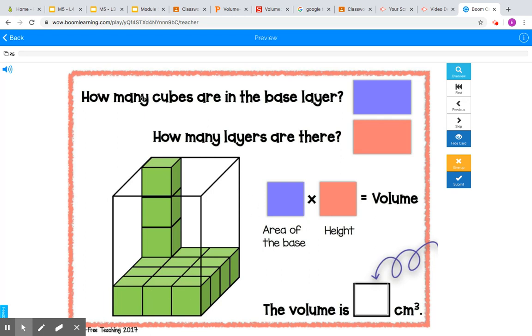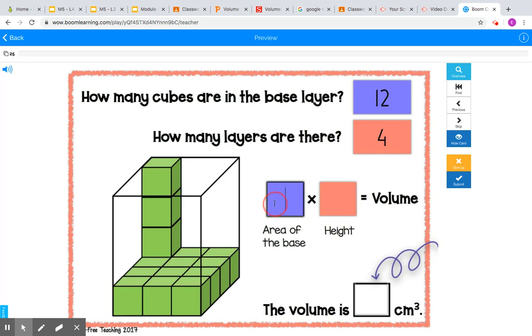In order to find volume, we know we need to count the cubes in that layer. So how many cubes are in this base layer? We have 1, 2, 3, 4, 5, 6, 7, 8, 9, 10, 11, 12. Right? Now I have this base layer, it has 12 in it. But if I wanted to fill the entire structure, how many layers of 12 do I need? See, we have our first layer, second layer, third layer, fourth layer.